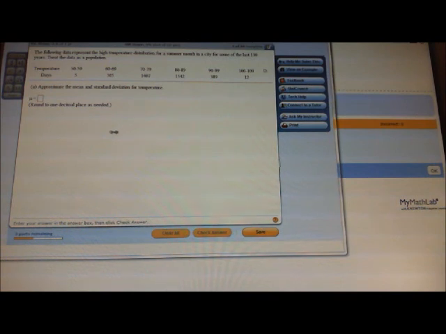Alright, so here we have a problem where we're trying to find the measure of central tendency and dispersion from grouped data. So this is from Section 3. The first thing I'm going to do is open my data in StatCrunch.